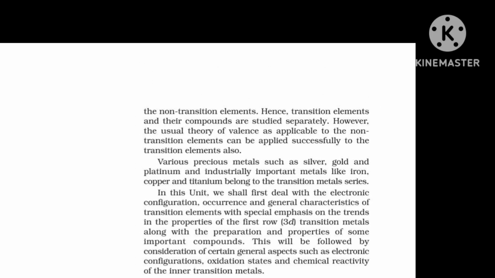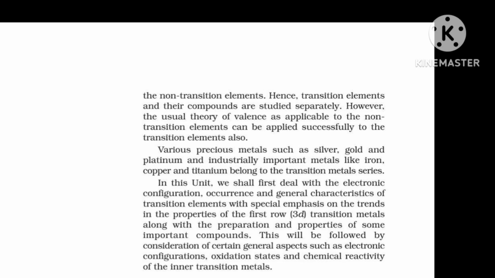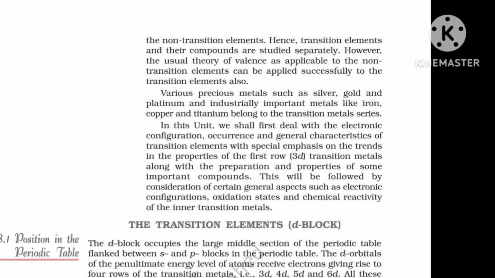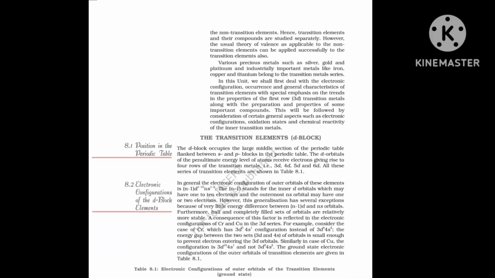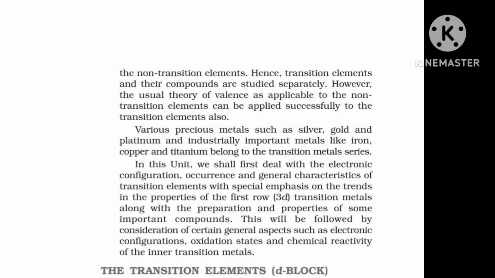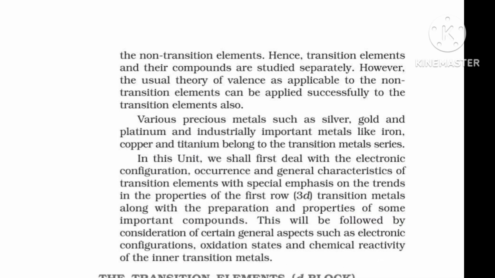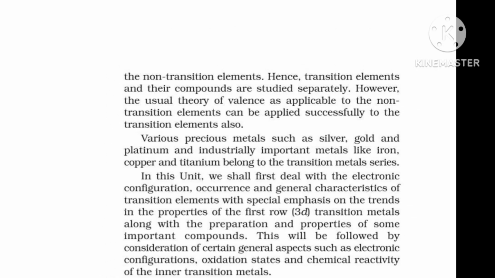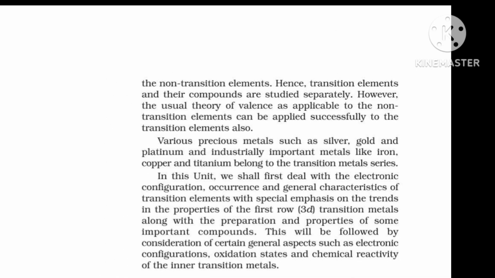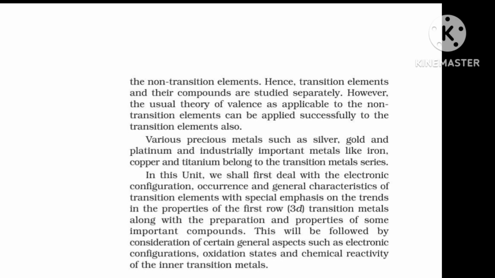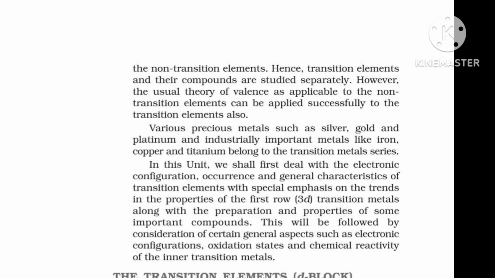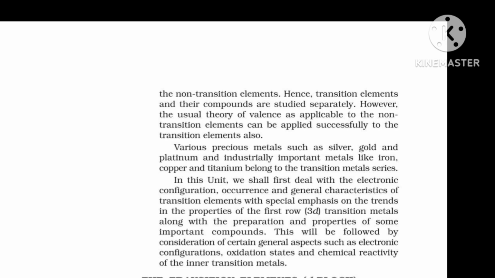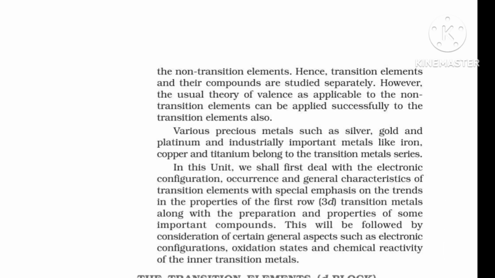Various precious metals such as silver, gold, and platinum, and industrially important metals like iron, copper, and titanium belong to the transition metal series. In this unit, we shall first deal with the electronic configuration, occurrence, and general characteristics of the transition elements with a special emphasis on the trends and the properties of the first row 3d transition metals along with the preparation and the properties of some important compounds.